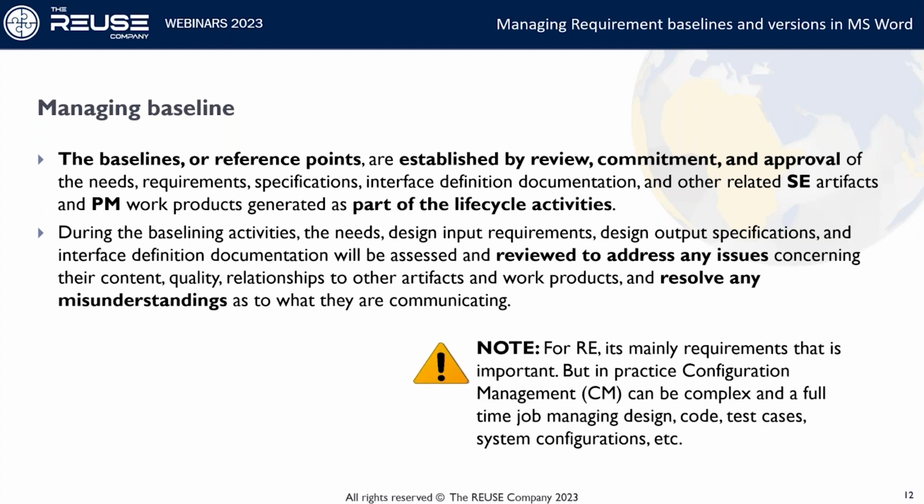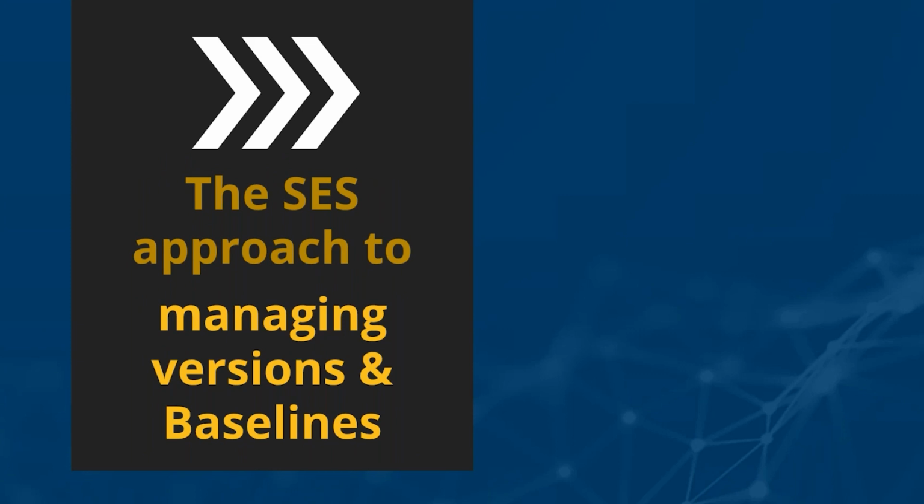So, of course, again, this needs to be managed alongside with configuration management. So requirements and baselining is not something isolated to requirements. It's something that should be conducted throughout the project. So now we are focusing on Word, but if you're using a multiple set of informations and different sources, you need to baseline all of those at the same point in time. So what is our approach to managing versions and baselines?